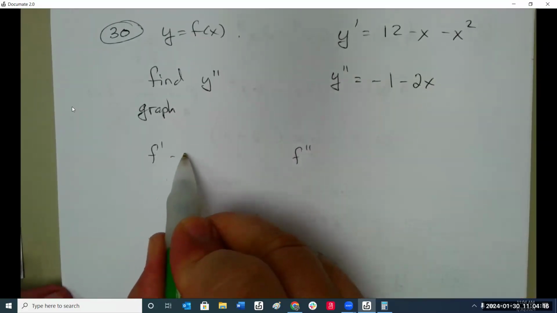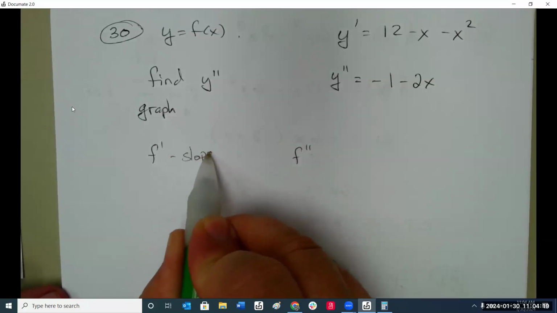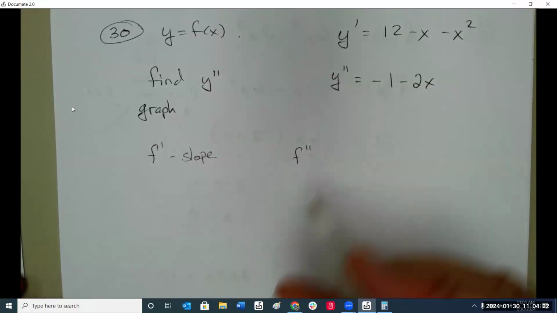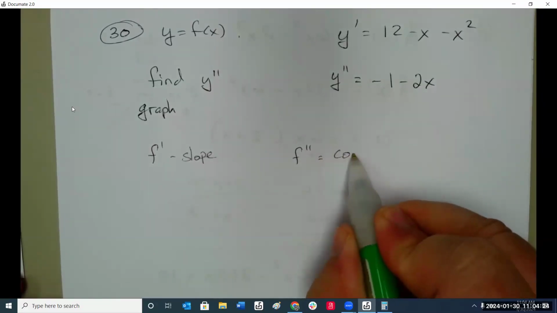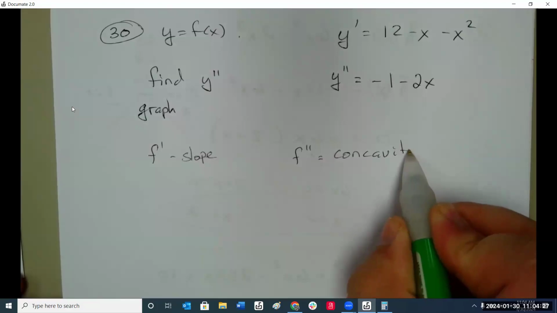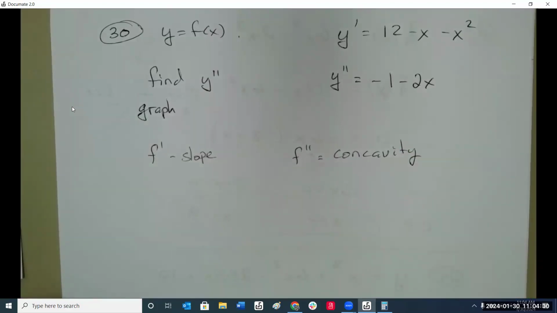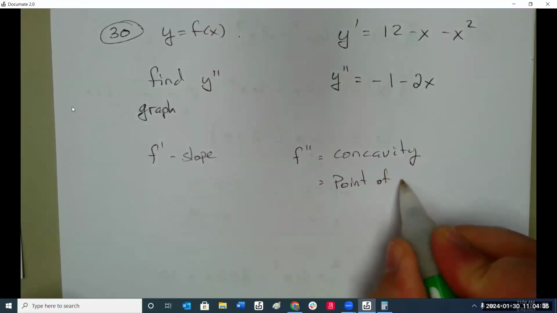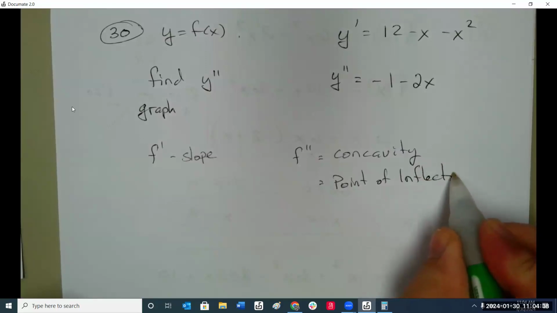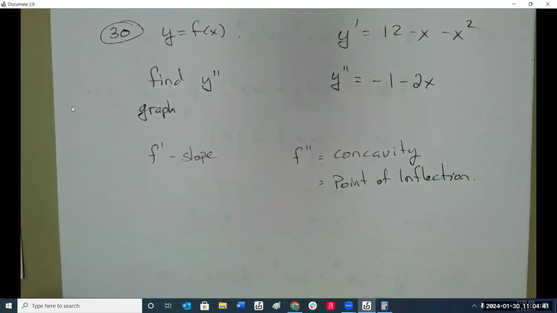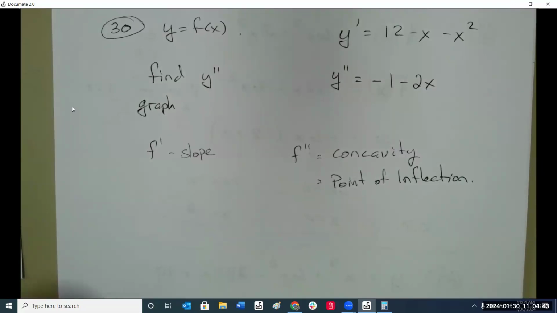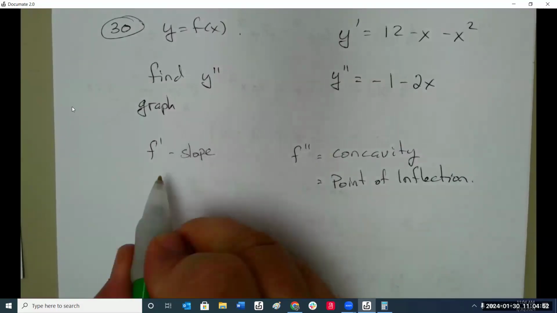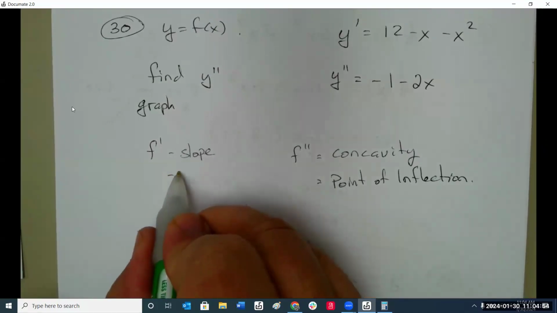F prime just tells us the slope. If it's positive, it's increasing. If it's negative, it's decreasing. F double prime tells us concavity. Very good. It also gives us the point of inflection. We need the point of inflection to tell us where the concavities are.